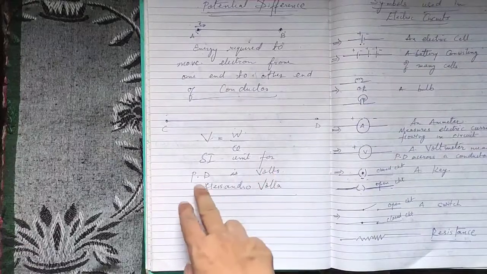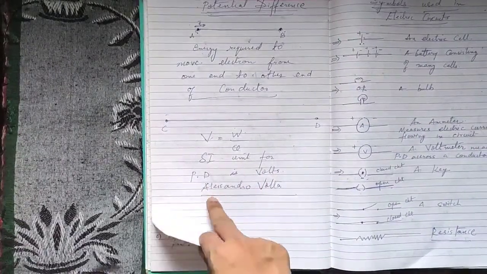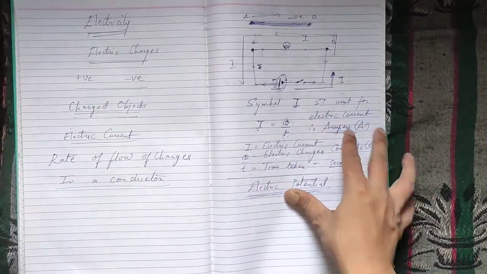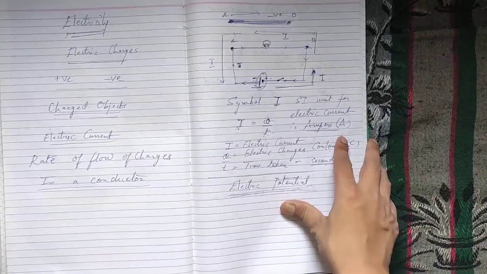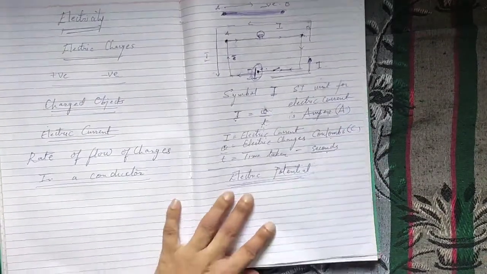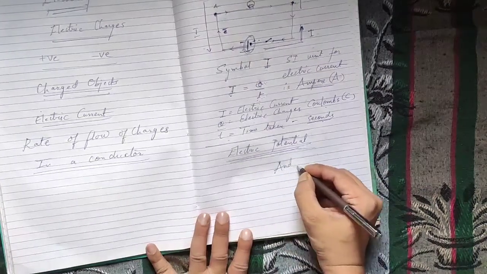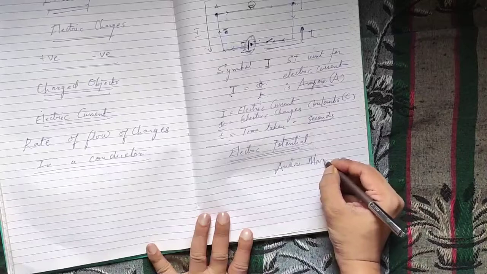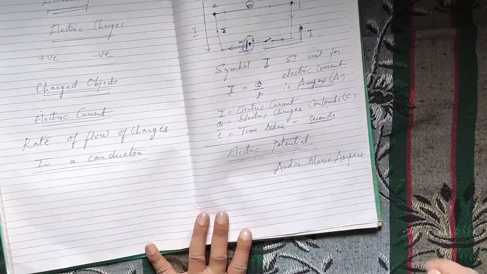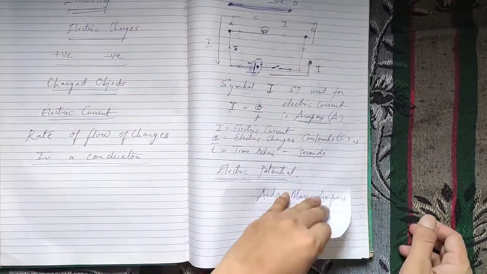The SI unit of potential difference is volts, named after the scientist Alessandro Volta, and the SI unit of current is amperes, in honor of the scientist Andre Marie Ampere. So in his honor, the name is given. I hope it is clear to you students.